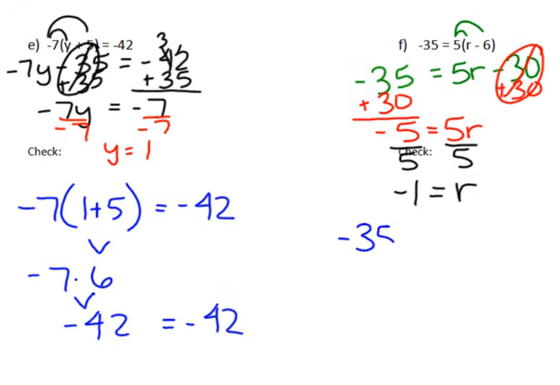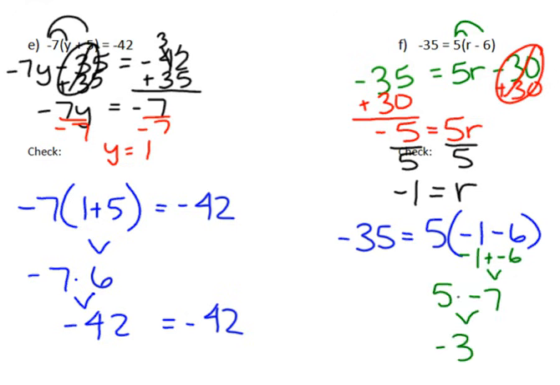So negative 35 equals 5 times the quantity of negative 1 minus 6. So negative 1 minus 6 is the same as negative 1 plus negative 6, which is negative 7. And 5 times negative 7 is negative 35.